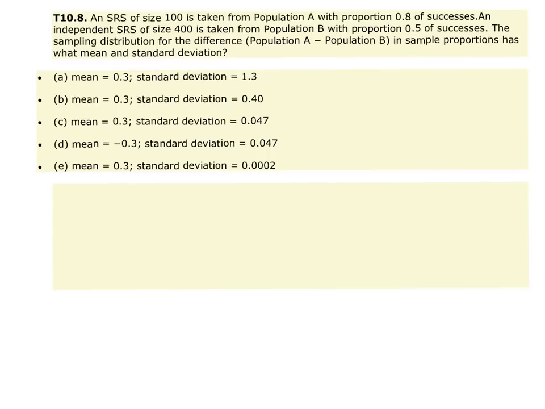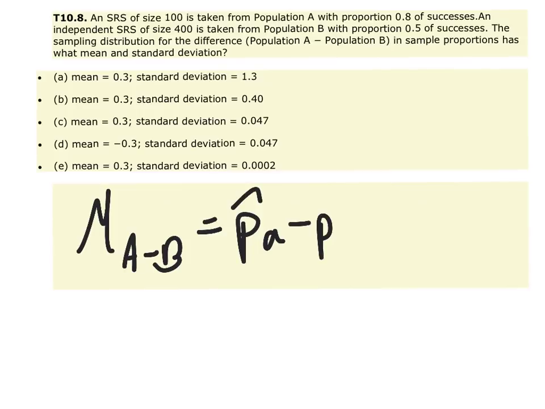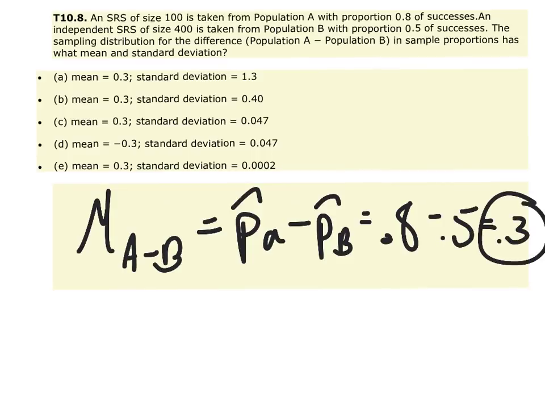Well, the one thing that we know for this is that the mean for the difference is going to be the mu of, let's call it A minus B, is going to be equal to the p hat of A minus the p hat of B. Well, we know the population proportions of success were 0.8 minus 0.5, so we know that the mean of this distribution is 0.3. So from that, we can actually cross off D because we can't have a negative.